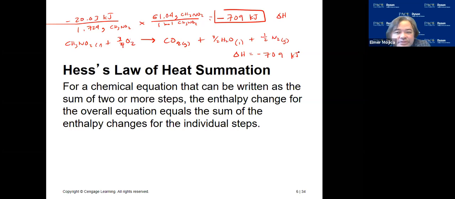Okay? So Hess law. For a chemical equation that can be written as the sum of two or more steps, the enthalpy change for the overall equation equals the sum of the enthalpy changes for the individual steps. That's Hess law. Okay? So when reactants are converted to products, the change in the enthalpy is the same, whether the reaction takes place in one step or a series of steps. So you might have a reaction like this.